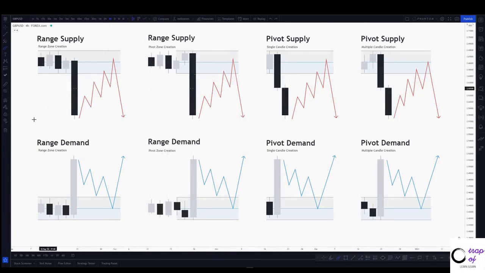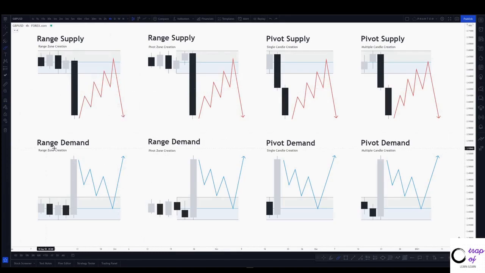So again, if we're looking at range created supply and we're mapping out our zone, we would mark out the highest high of that range in price and the lowest low of that range in price, and then wait for that expansion out of that range that would break the range in price that was created. And then we would mark out our zone, and we would patiently wait for price to return back to that zone to look for entry.